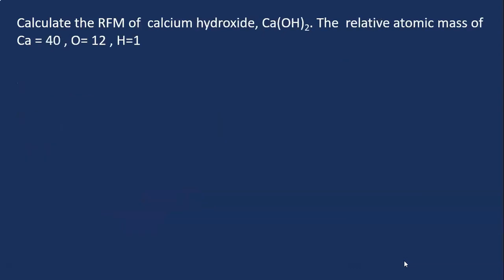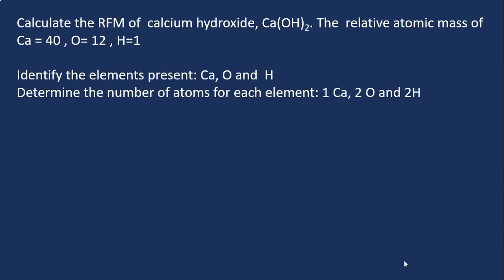Calculate the relative formula mass of calcium hydroxide. Now you want to be a little bit careful here because we've got brackets. The number that is outside the brackets applies to all the atoms that are enclosed in the brackets. Now let's start by identifying the elements that are present. We have calcium, oxygen, and hydrogen. Let's determine the number of atoms for each element: 1 calcium atom, 2 oxygen atoms and 2 hydrogen atoms.